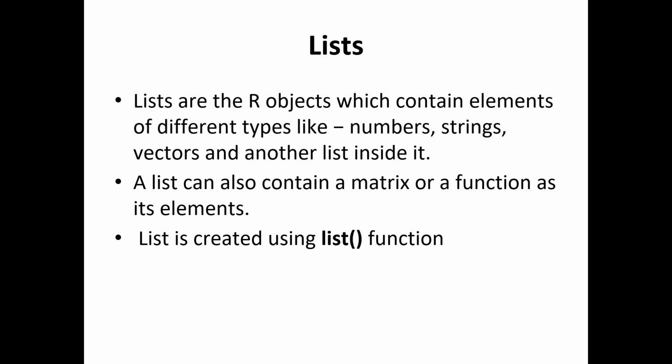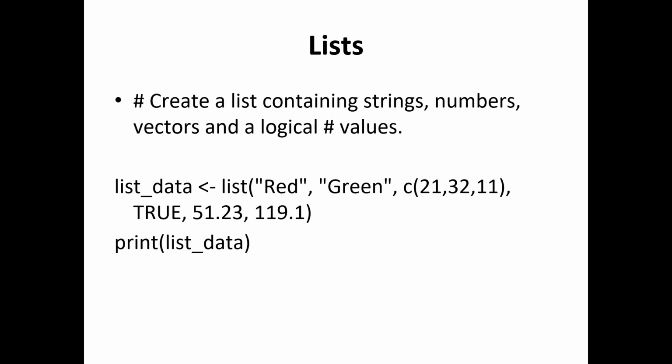The next data structure is the list. It is an object which contains elements of different types like numbers, strings, vectors, and another list also can be inside the list. A list can also contain a matrix or a function as its elements. A list is created by using the list function. So this is the example for creating the list.